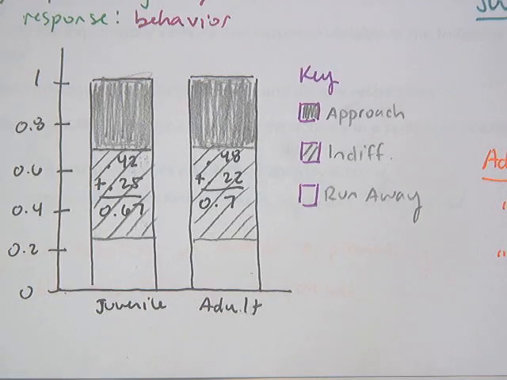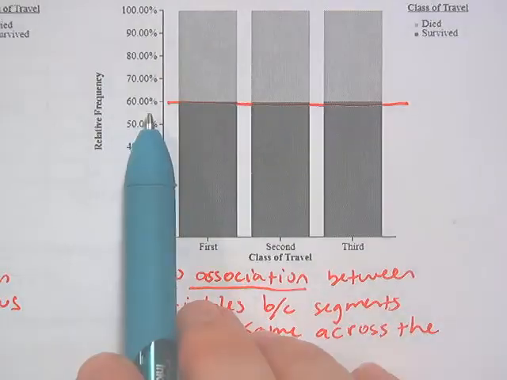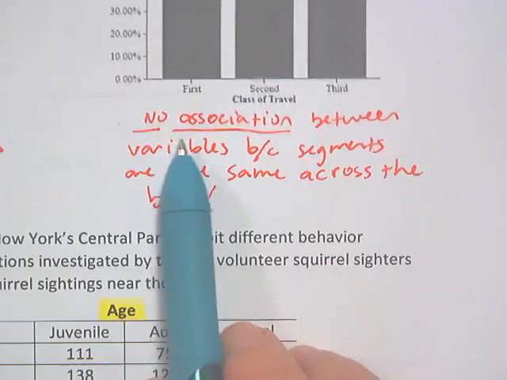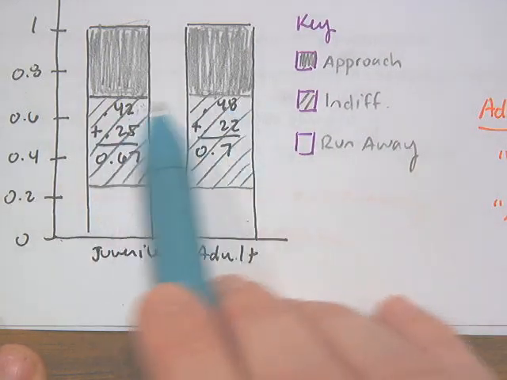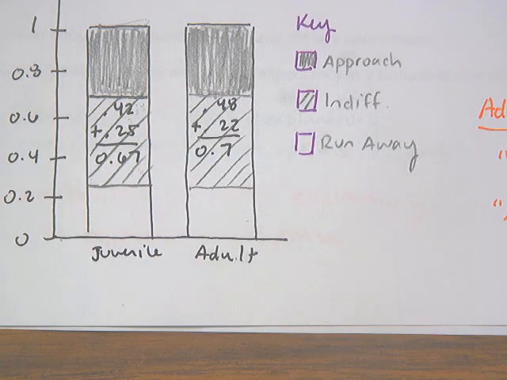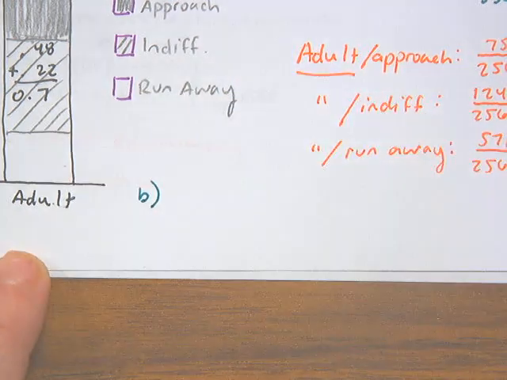So we did part A, and it looks really pretty, but do we know how to analyze it? Is there an association between juvenile and adult, the age of a squirrel, and how they act towards humans? What did we say up here? If the segments look like they're the same all the way across, there's no association between the variables. And it looks like the way that we drew it, yours should be pretty close to this, that they're segmented the same way. So find a place to squeeze in the answer to part B somewhere.